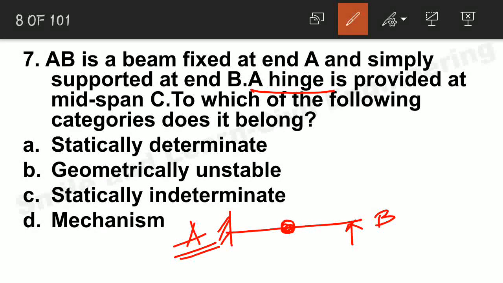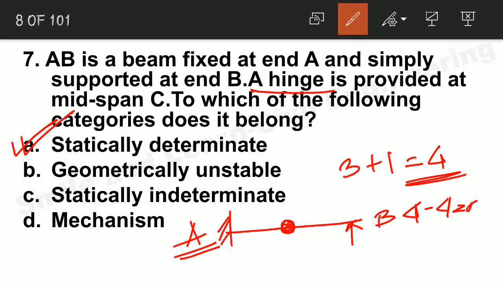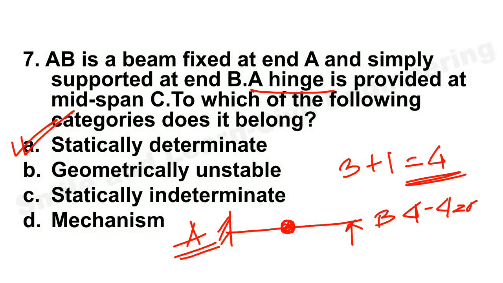So we can find out that 3 unknowns are there plus 1 for the hinge. So this is 4, and you can also find from the formula for the equilibrium equation that it will also come as 4. So 4 minus 4 will be equal to 0. So option A, statically determinate, will be the correct answer. Let's move on to the next question.